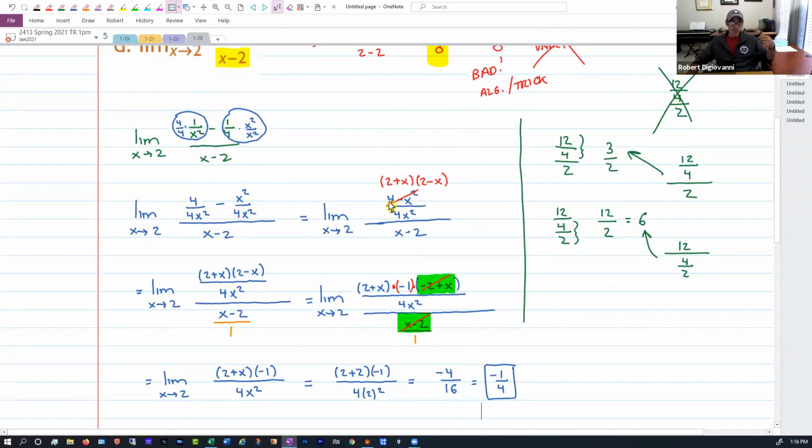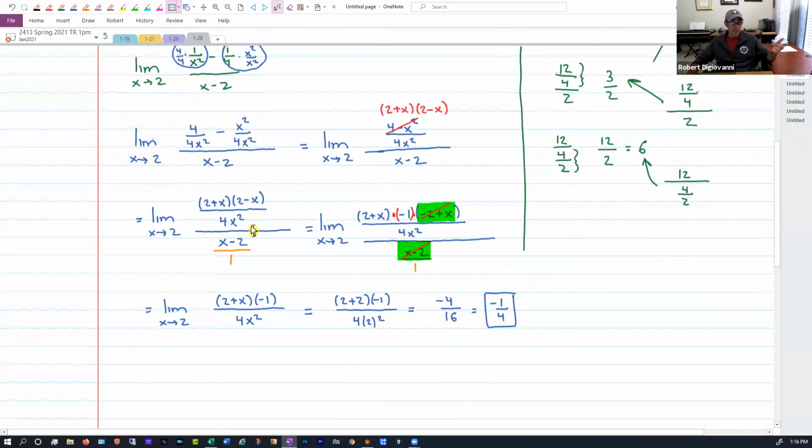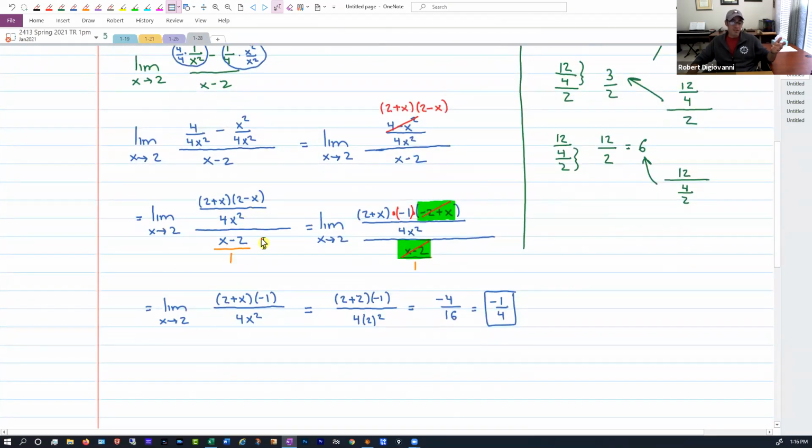Getting to this stage and seeing the difference of squares, if you don't see that, you're kind of stuck, right? Once you do that, then you have to see that these factors are just off by a sign, so you pull out a -1. Then they go away. So algebra, algebra, algebra. All right, I'm going to move to the next problem.